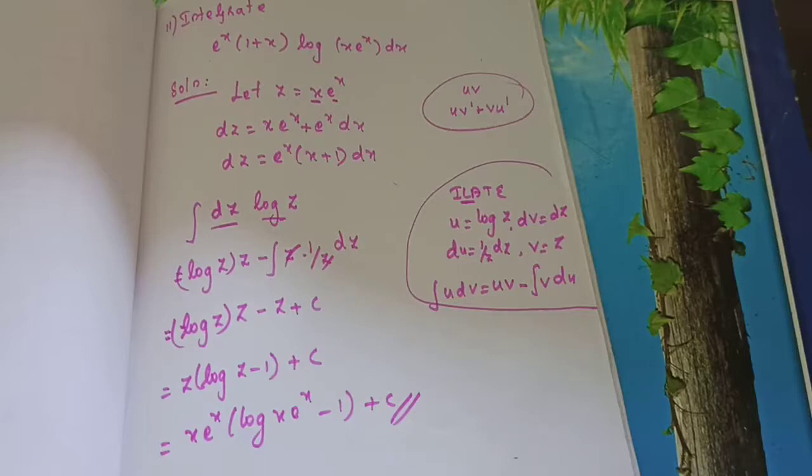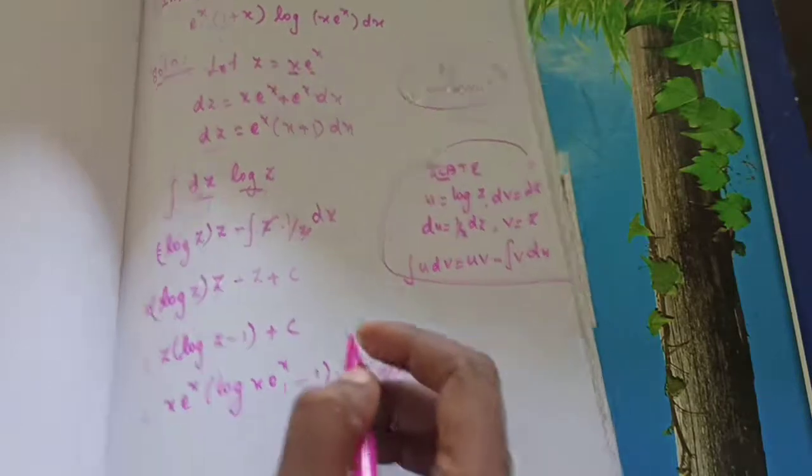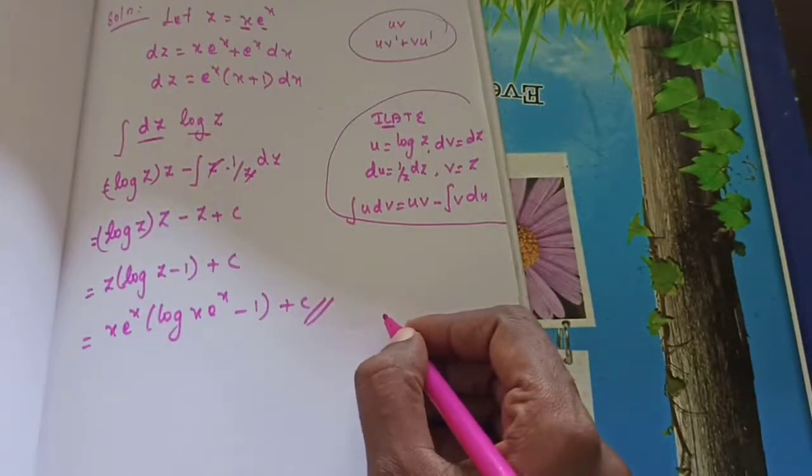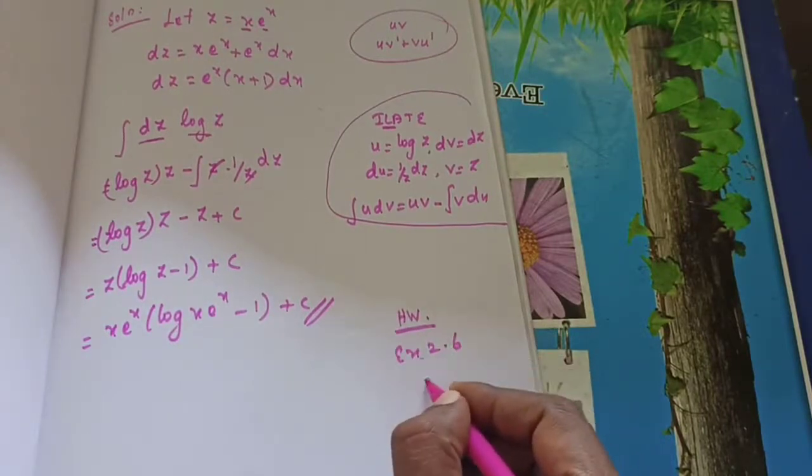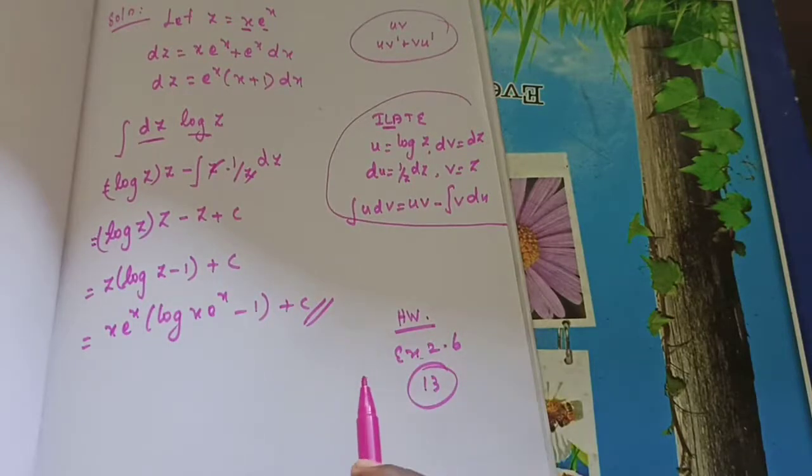Okay children, next, problem number 13 is your homework. Question number 13 is very easy. That is e power x into something. In the example I have explained, e power x into f of x plus f dash of x. Check whether it is in the form of f of x plus f dash of x. Within 2 lines you will get the answer. Already I gave the 12th problem as homework for you. I hope you completed it. So homework is exercise 2.6, problem number 13.